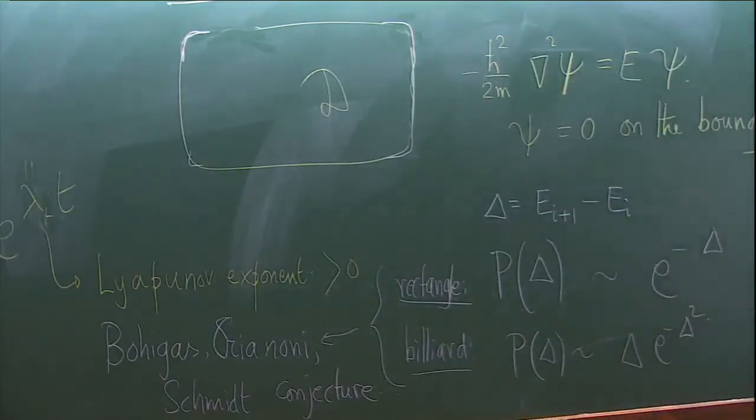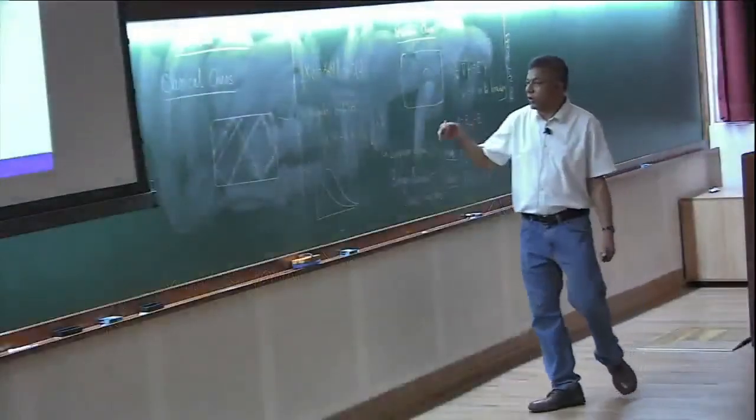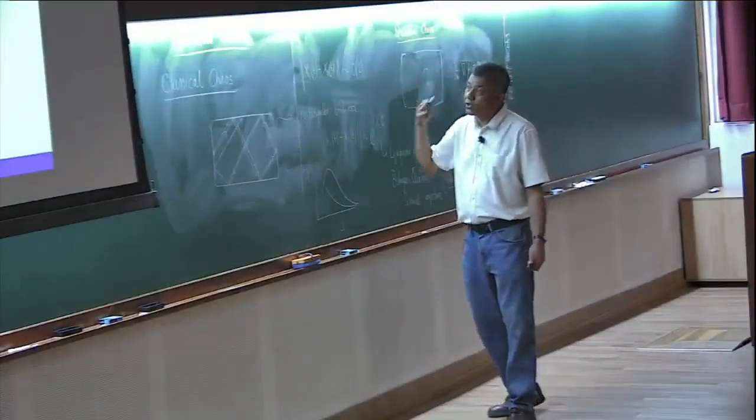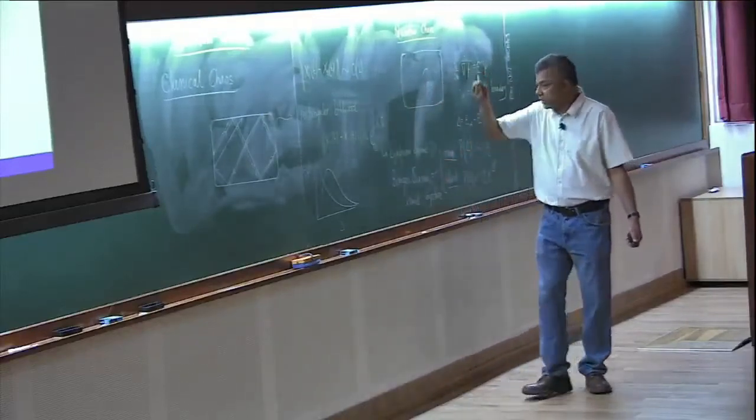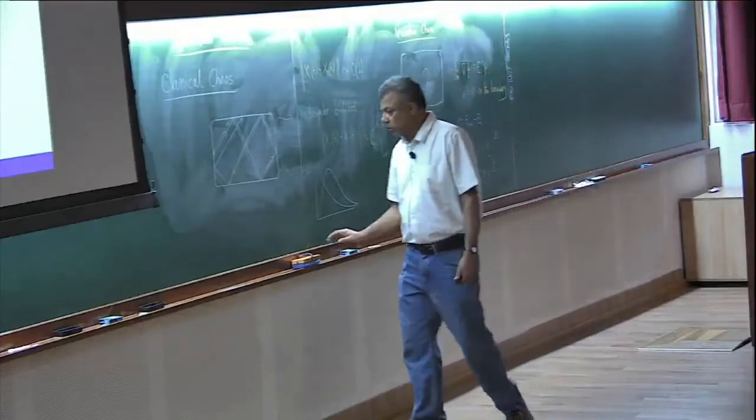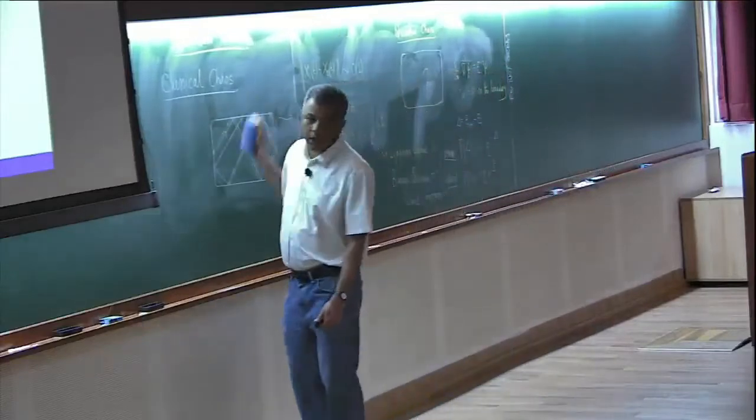So the whole subject of quantum chaos essentially developed out of random matrix theory. I just wanted to show you this example.